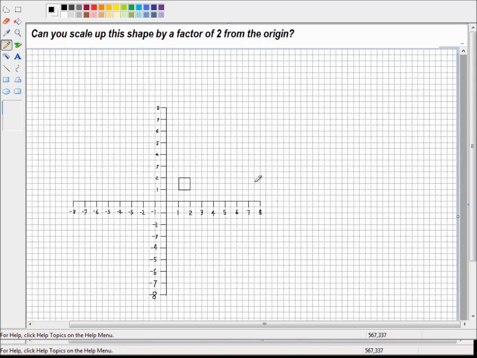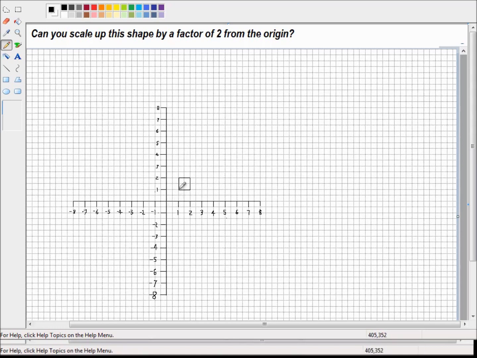Okay, well, so much for the theory. Let's have a go at putting this into practice. We're given a square and we're told, can you scale up this shape by a factor of 2 from the origin? Okay, so our centre of enlargement is the origin. So what we're trying to do is enlarge this square by a factor of 2. So basically the distance from the origin has to be doubled each time. Well, there's an easy way to do that. We can just take the coordinates and double them, because the origin is the centre.